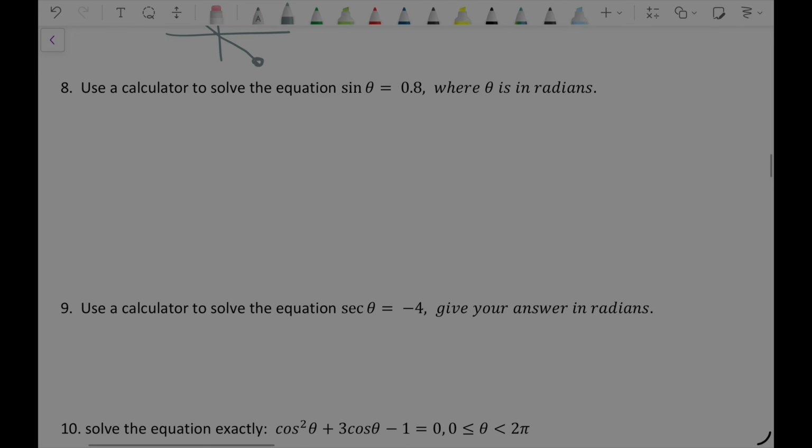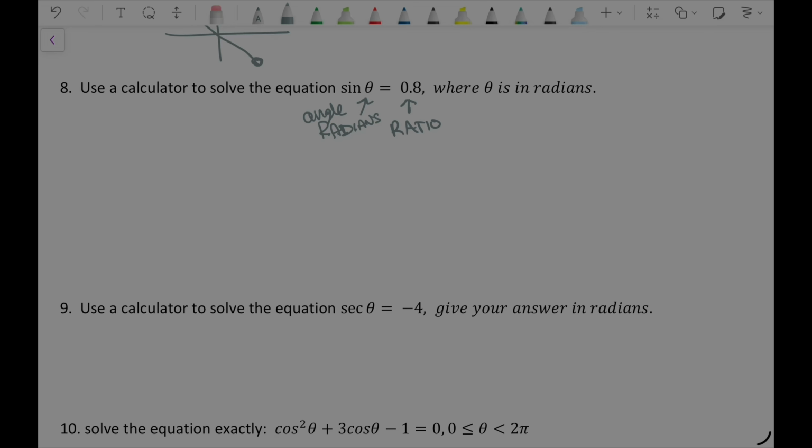Use a calculator to solve this equation. Sine of theta equals 0.8. By the way, this is a ratio, not an angle, okay? And they want the angle for theta in radians. So we want the angle in radians, okay?